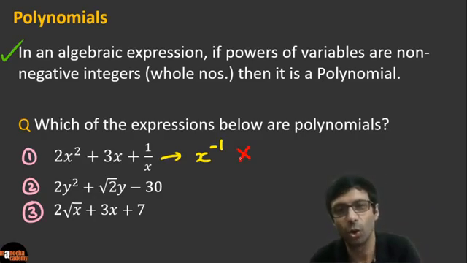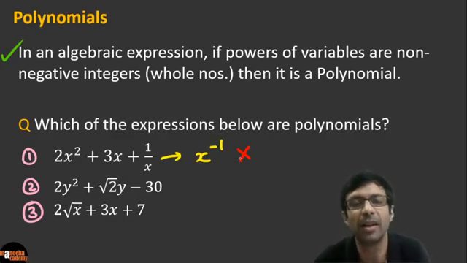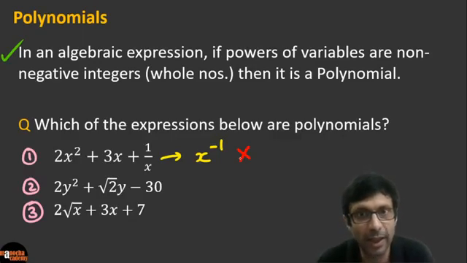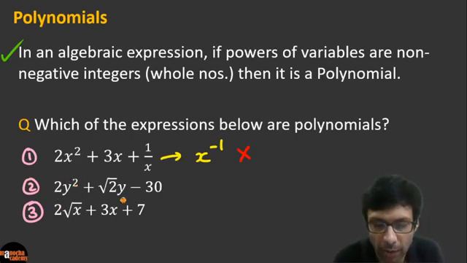Okay guys, now go to the next one. Do you guys agree with me? Because there's x to the power minus 1, a negative part, it's not a polynomial. Now let's take a look at the next one: 2y square plus root 2y minus 30. The first term is y square, so that's okay. This is y, or basically y to the power 1. And minus 30, there's no power of y, so we don't look at that.